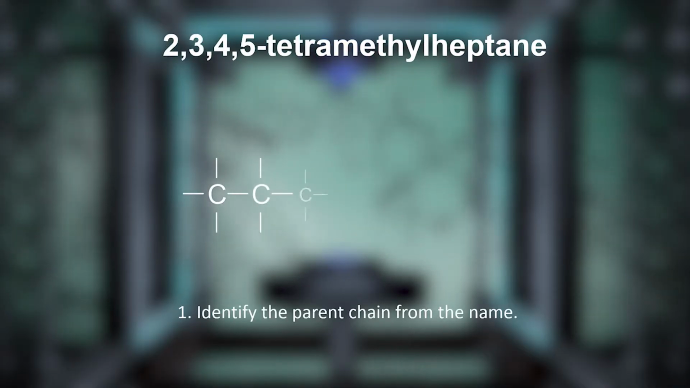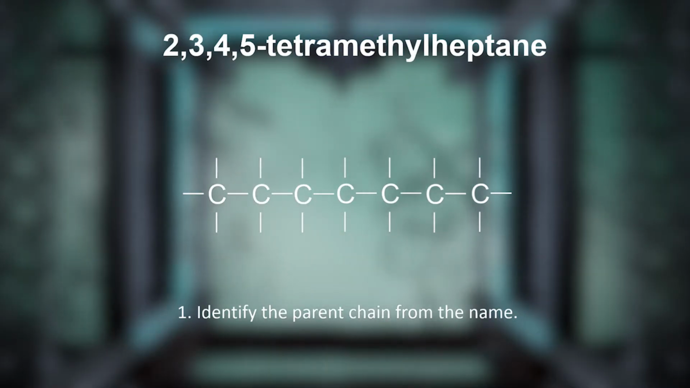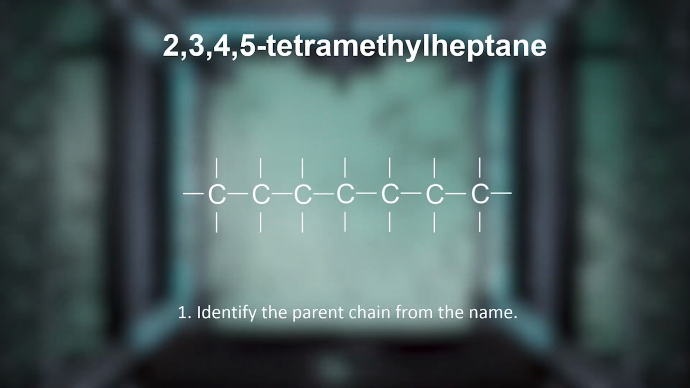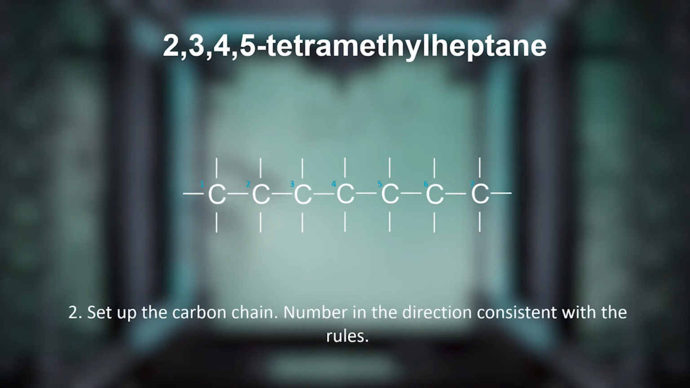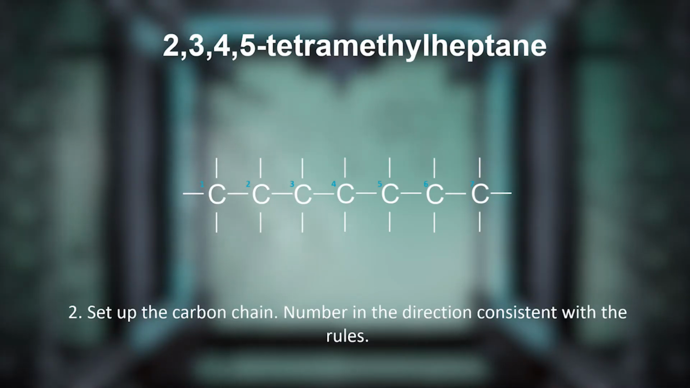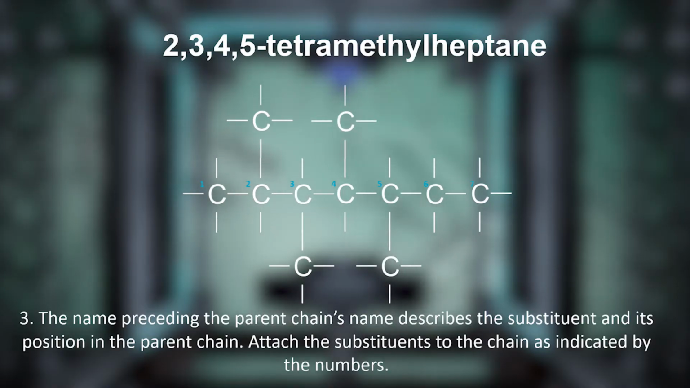Step 1. Identify the parent chain. In our example of 2,3,4,5-tetramethylheptane, the longest carbon-to-carbon chain has 7 carbons. Thus, in this case, it's heptane. Step 2. Set up the carbon chain and assign a number to each carbon. Step 3. The number preceding the parent chain's name describes the substituent and its position in the parent chain. Attach the substituents to the chain as indicated by the numbers.